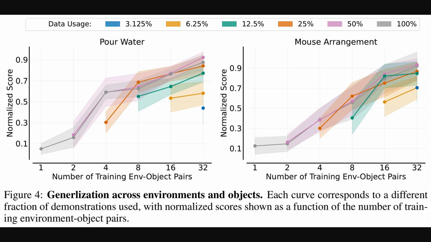Okay, so those previous plots showed the optimality gap shrinking nicely. Now, these next 2 graphs, again for pour water and mouse arrangement, directly plot that normalized score on the vertical axis. The horizontal axis shows the number of unique training environment object pairs. Each colored line here corresponds to a different fraction of the total demonstrations used for training. We clearly see that as you increase the number of these diverse pairs, the robot's performance consistently improves. This really underscores the idea that having many unique combinations of environments and objects is crucial for generalization.